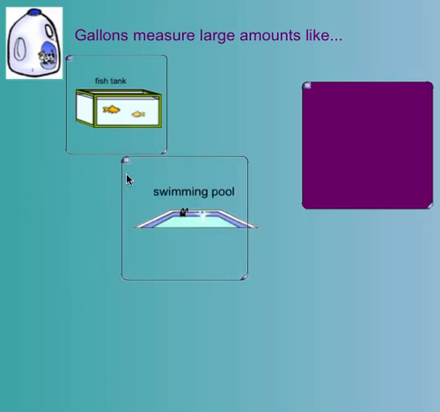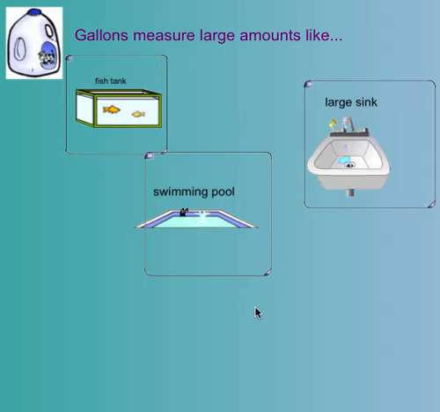A swimming pool takes a lot of water. So you could measure a swimming pool and the amount of gallons that it takes to fill it up. And a large sink. Maybe you're washing your dog at home. I know Keller loves to get baths, and we use, unfortunately, gallons and gallons of water to keep her clean.